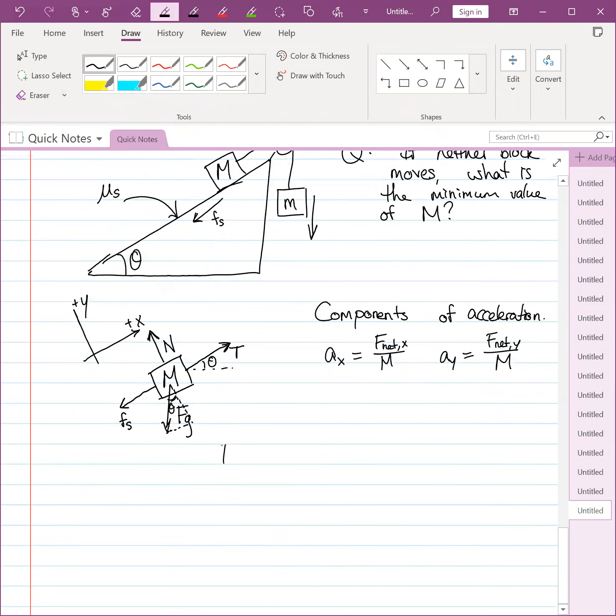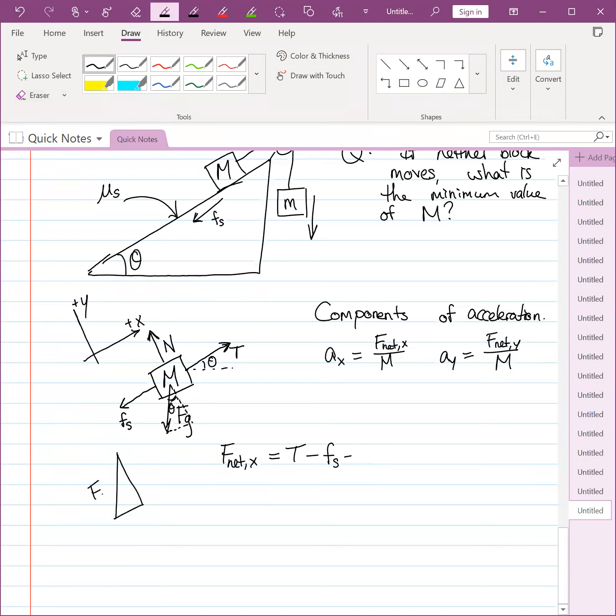So now we have to do some geometry. Let's figure out what is the net force in the x direction. Well, the x direction means this way, right? And so there's going to be a component of gravity that points in the negative x direction. T points in the positive x direction. It points along that angle. The friction force points in the opposite direction.